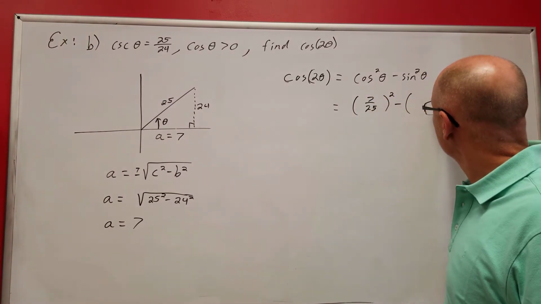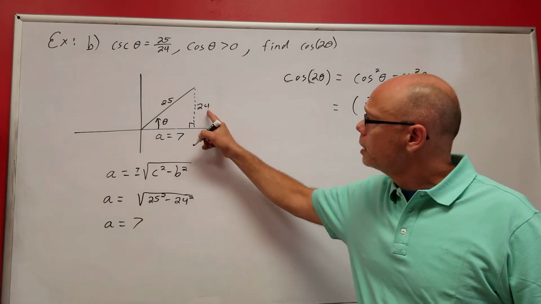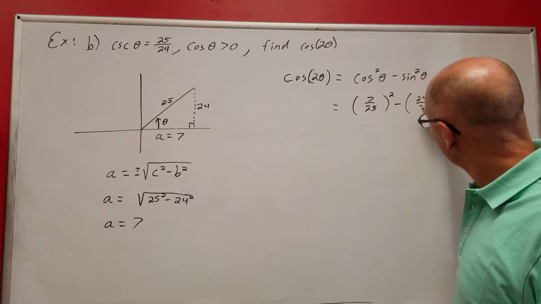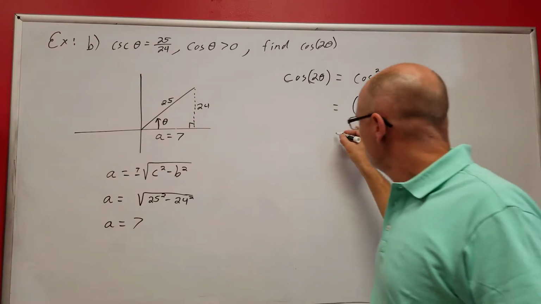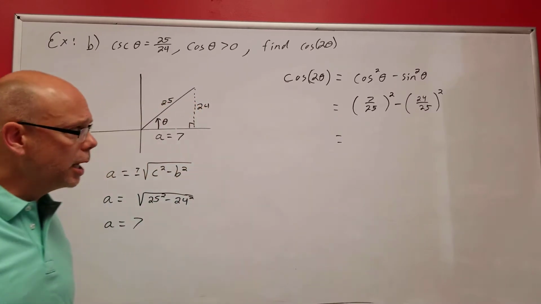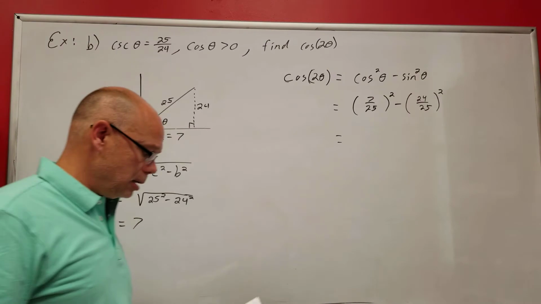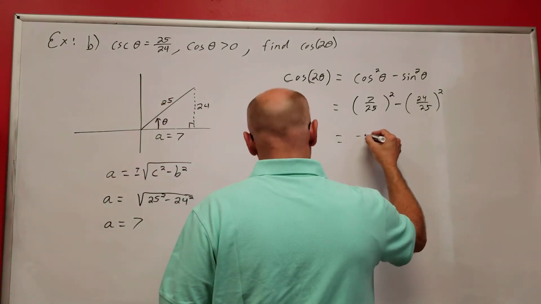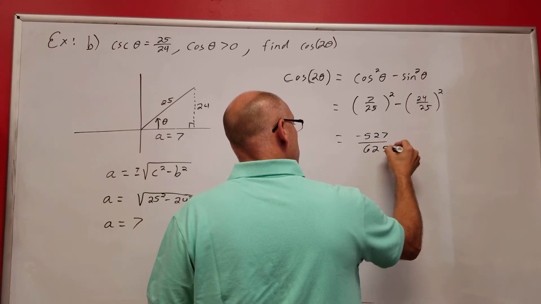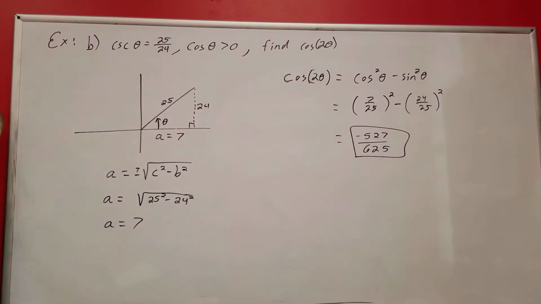Minus, take your sine of theta and square it. What's the sine of theta? Sine of theta is 24 over 25. And honestly, you could really plug that into your calculator, and then if it gives you a decimal, hit math, enter, enter, and it'll give you the fraction. So we get negative 527 over 625 is the simplified fraction. I don't think I really need to go over that part.